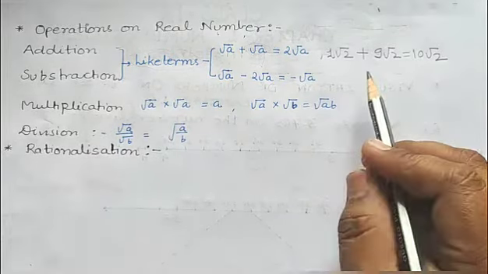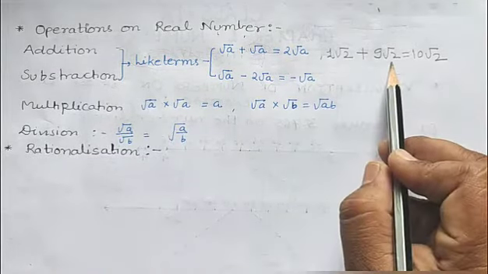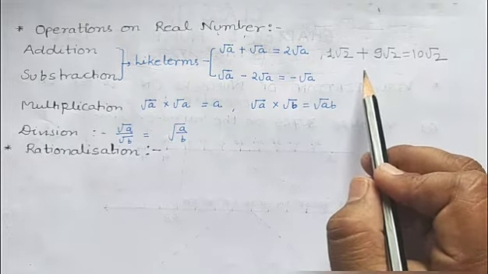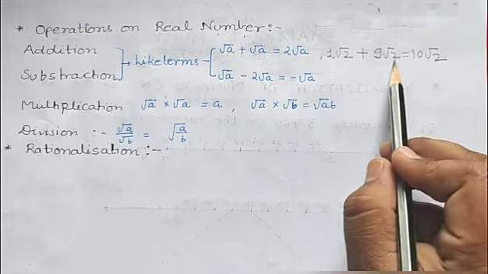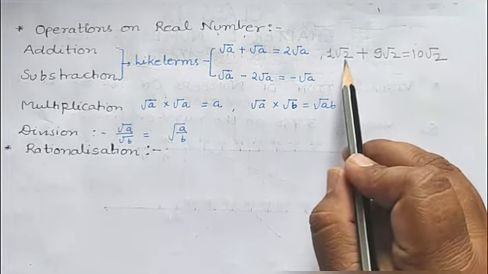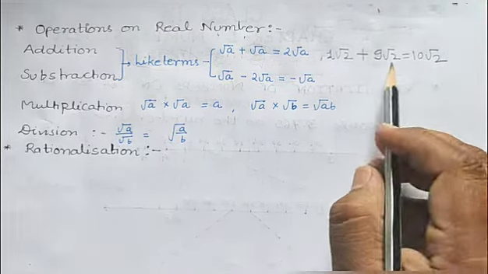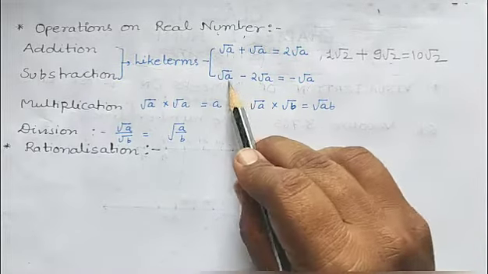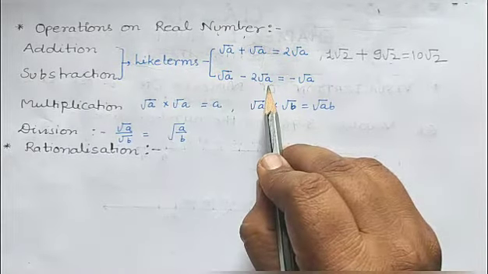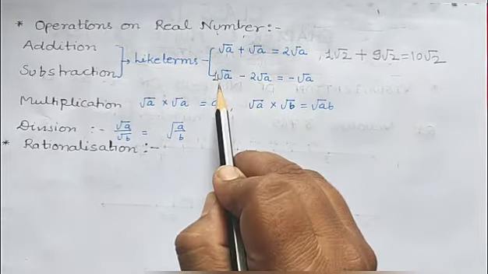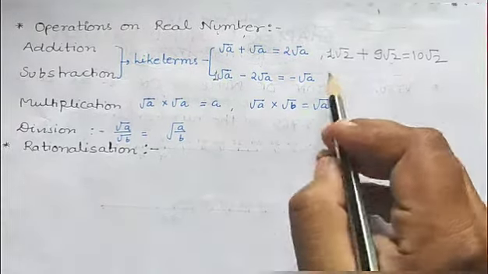Okay, if it is under root 2 and it is under root 3, then it will not be added. Means for addition and subtraction the surds should be the same. Like under root 2, then it should also be under root 2. Here under root a minus 2 under root a, so here nothing is written, means 1 is there, so minus 2 plus 1, it will be minus under root a.